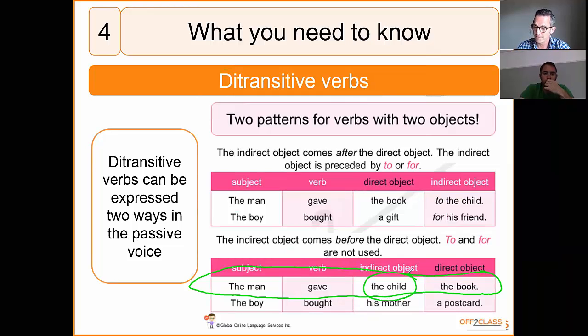The child was given the book by the man, or the book was given to the child by the man. And this is quite complex for a lot of students to take in, especially because there are some other rules: some ditransitive verbs where the indirect object is a person will not appear in the passive. And this apparently is a difference between North American and British English.